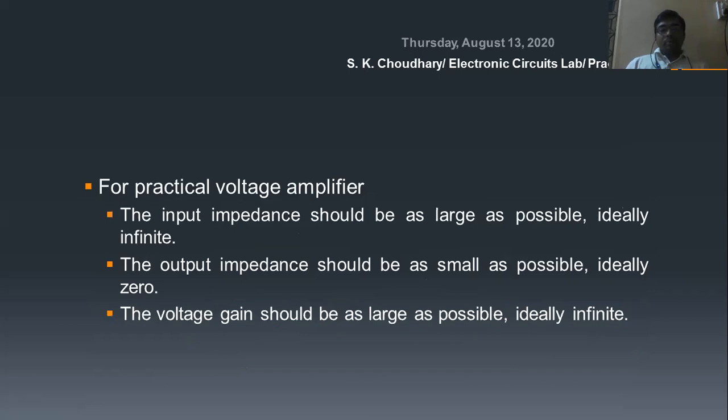Now we come to the practical side of this voltage amplifier. The input impedance should be as large as possible, and ideally its value is infinite. The output impedance should be as small as possible, ideally 0, and the voltage gain should be as large as possible, ideally infinite. So from this statement we know the ideal values of the input impedance, output impedance and voltage gain, and what the practical values of these parameters should be.